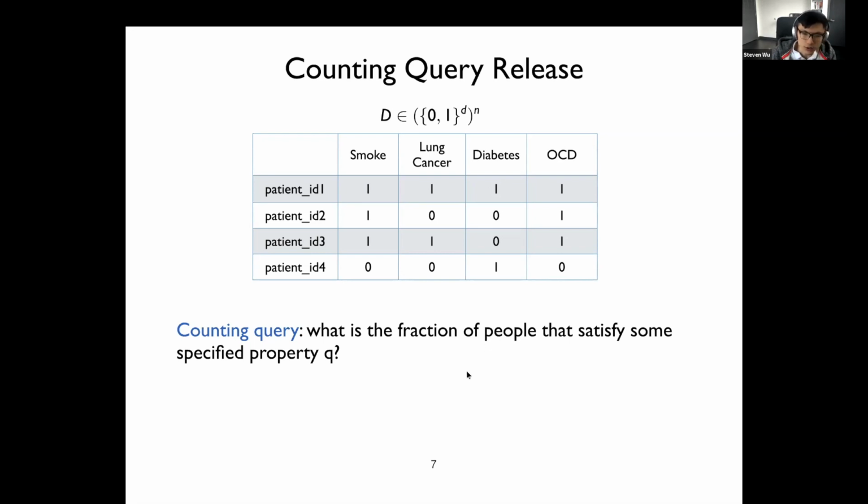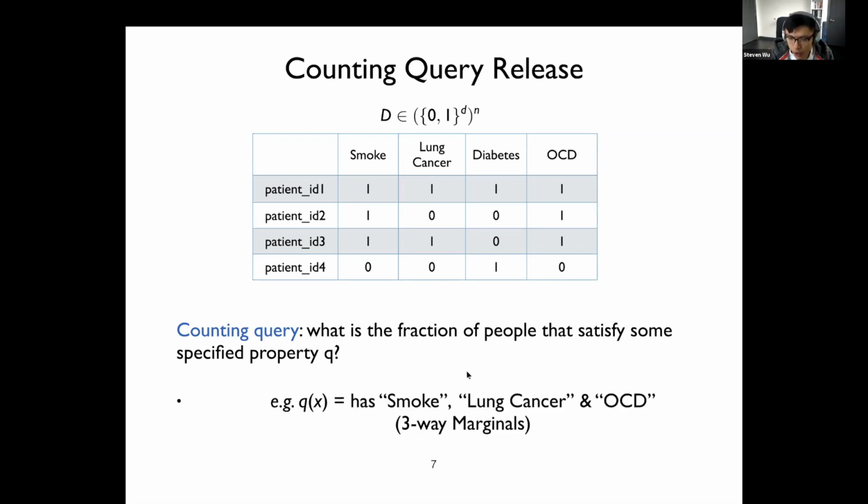Let me give you an example. You might want to ask what is the fraction of people that smoke, had lung cancer, and have the OCD syndrome. This form of query, computer scientists sometimes call a three-way marginal, but really it's just a combination or intersection of three attributes. In this case, you evaluate this property on each individual record, and for this data set, roughly half of the individuals satisfy this property.